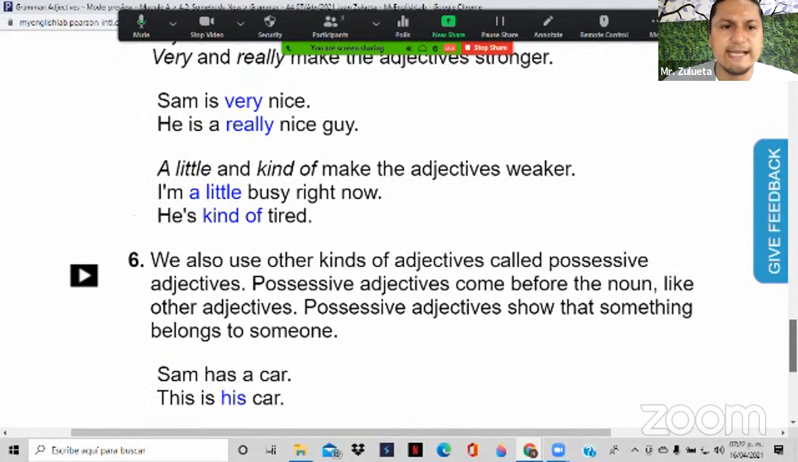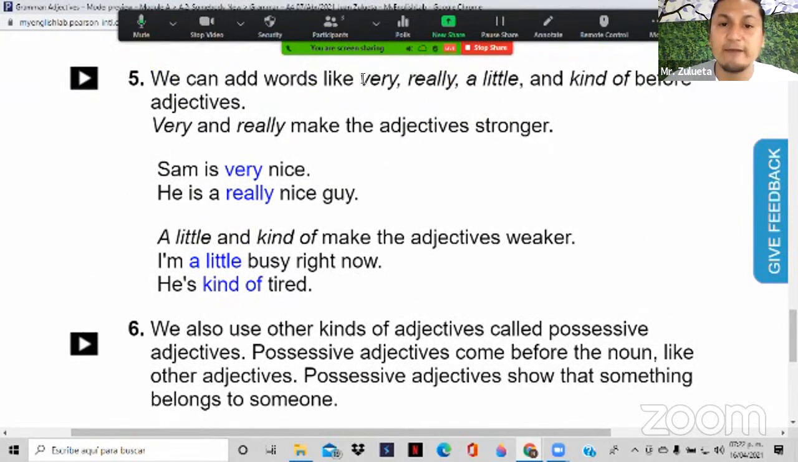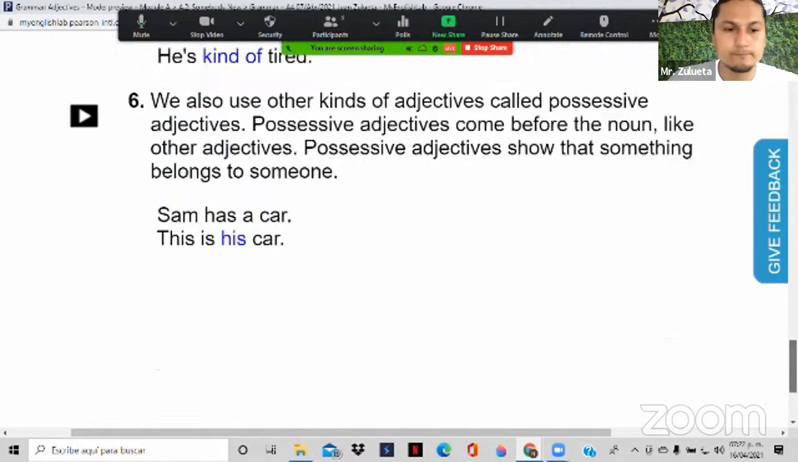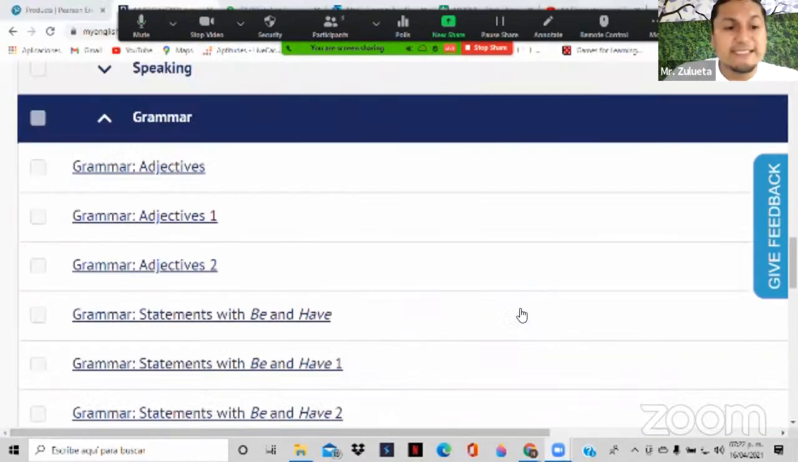And here it says that we can add words like very intelligent, really intelligent, a little intelligent, kind of intelligent. Okay? He's kind of funny. "He's kind of cute" is a phrase that you will hear a lot from girls. He's kind of, como que es, como que es así, y dependiendo el adjetivo, okay? Kind of, kind of, kind of. Good. So that's the grammar explanation for these adjectives.